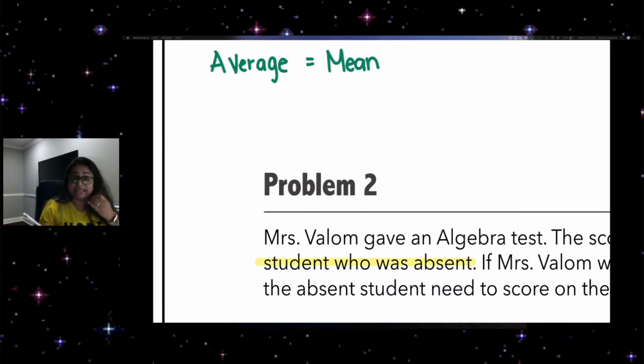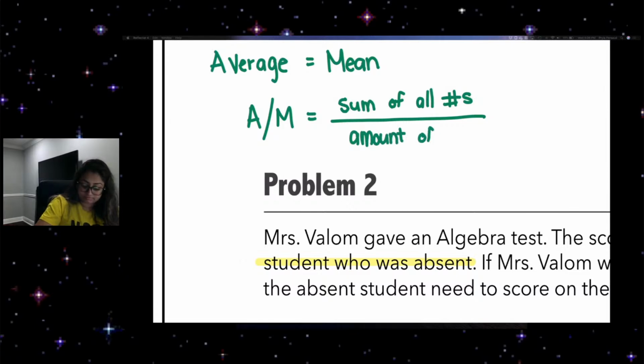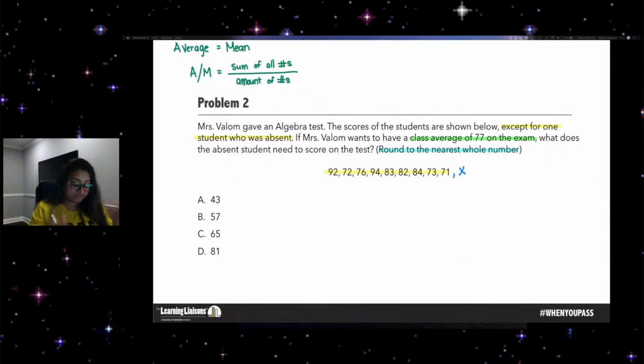Average is the same as saying mean, right? So when we're solving for the mean, how are we doing this? The mean or the average, I'll put A or M, is equal to the sum of all the numbers divided by the amount of numbers. So if I know that the average or the mean is the sum of everything divided by however many numbers I have, I know that I can do this problem.